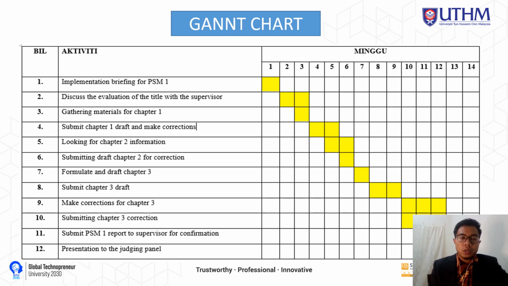After that, formulate and draft chapter 3. After that, submit the chapter 3 draft and then make corrections for chapter 3. For weeks 10, 11 and 12, I submit the chapter 3 correction to my supervisor. Next, submit my PSM1 report to the supervisor for confirmation, and then for week 11, on 11 January, which is today, I would like to present my research to the panel.